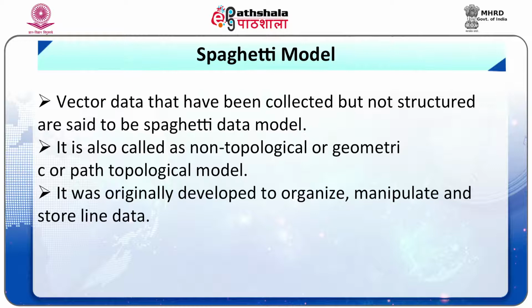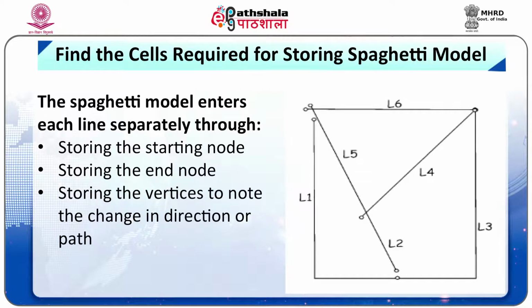The spaghetti model enters each line separately through: number 1, storing the starting node; 2, storing the end node; 3, storing the vertices to note the change in direction or path; and not recognizing when the two lines meet or cross each other. Figure 5 clearly shows you the spaghetti model with 6 lines. So, generally it is line storage, where the end and the beginning are stored.